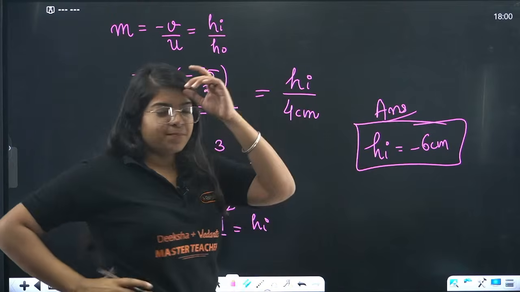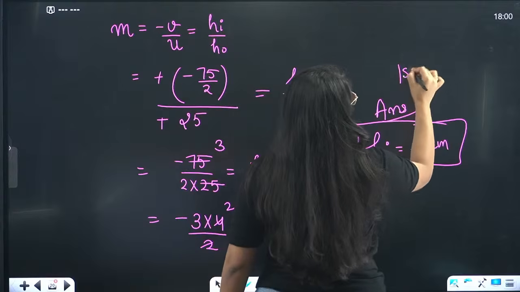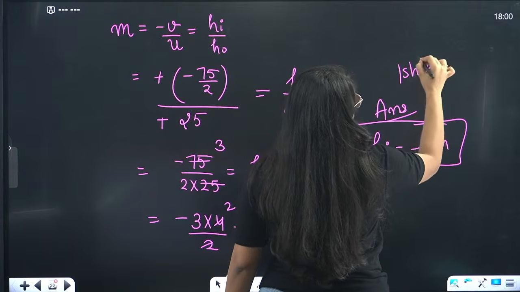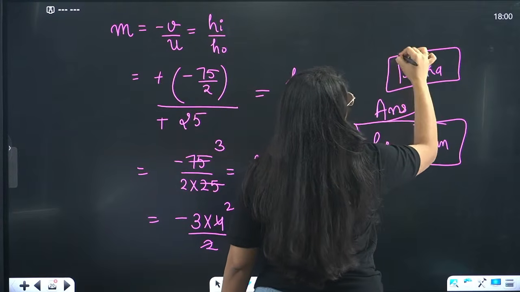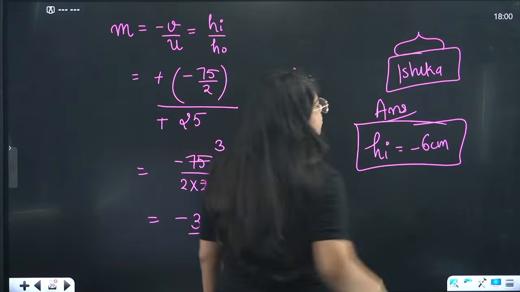Okay, yes, by Ishika. So we will give the reward to Ishika. I don't know how to make a crown, so maybe this is your crown. Okay.